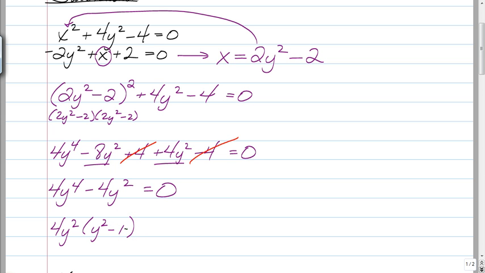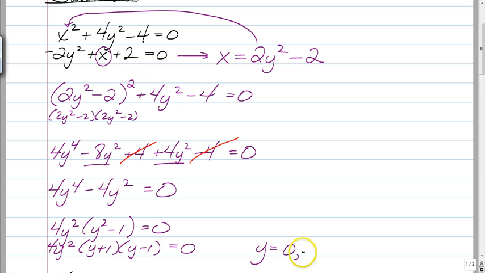And this is why I said you need to be really good at factoring, because y squared minus 1 is the difference of 2 squares. So this is going to factor to 4y squared times y plus 1 times y minus 1. And all of those are equal to 0. So that's going to tell you that y is equal to 0, a negative 1, and a positive 1. So that means you have 3 different values of y that need to be substituted all the way back into this equation to solve for x.